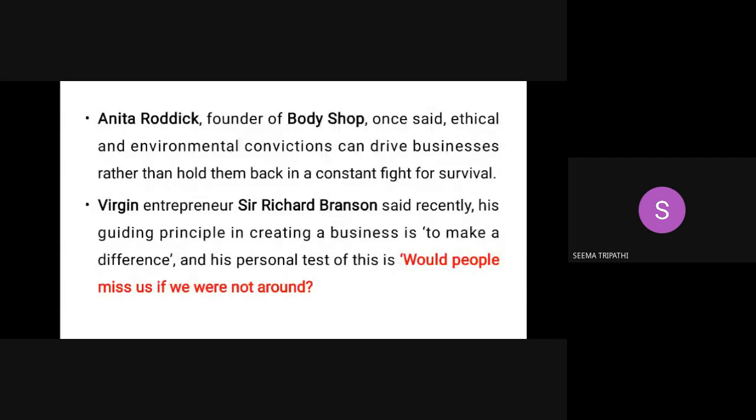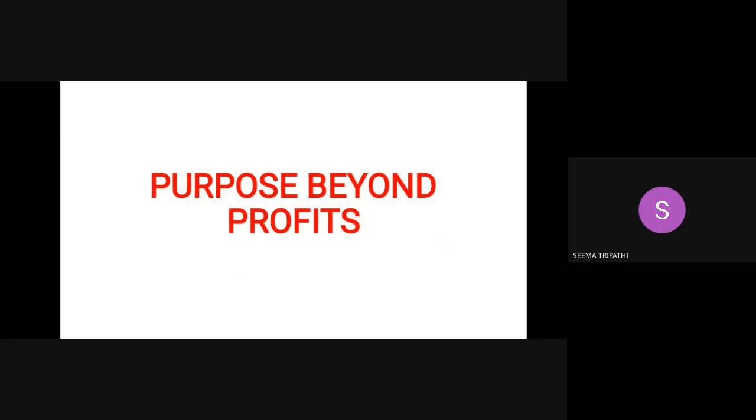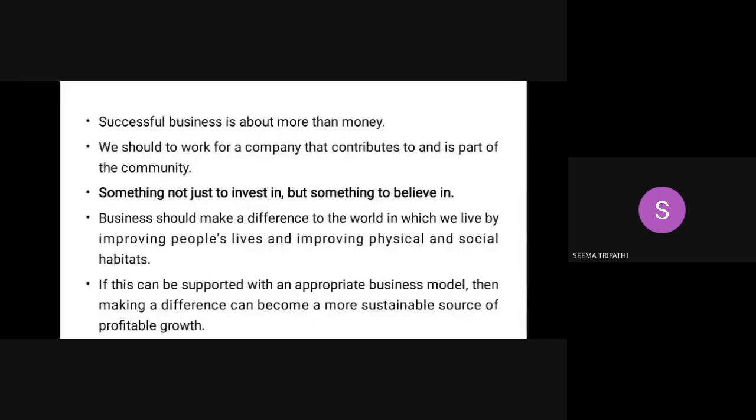And then you see how Sir Richard Branson mentioned that we should have a value addition. If we are of no use, then what I was talking about is that we should have a purpose beyond profits. It is not always about making profits, clear. No, something not just to invest in, but something to believe in. It means that we are not just putting our money in to make money, to mint money, clear. People are doing that.